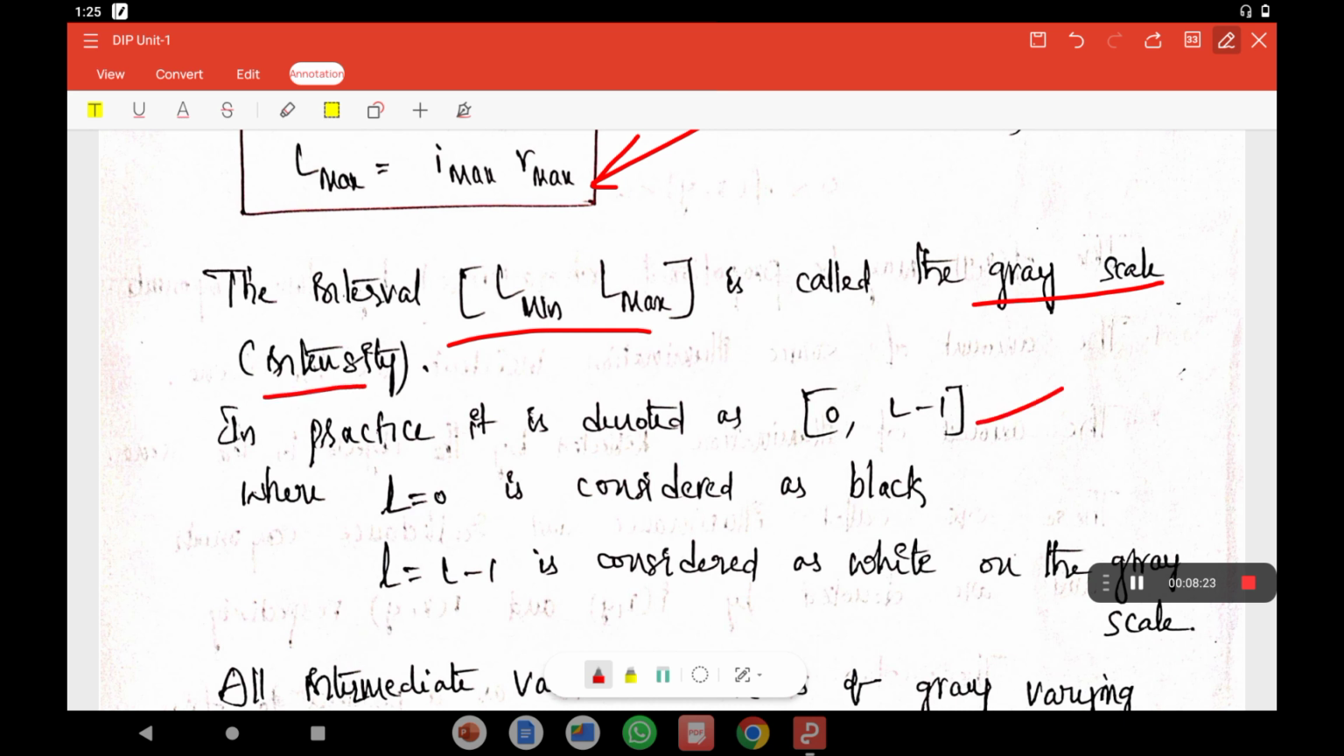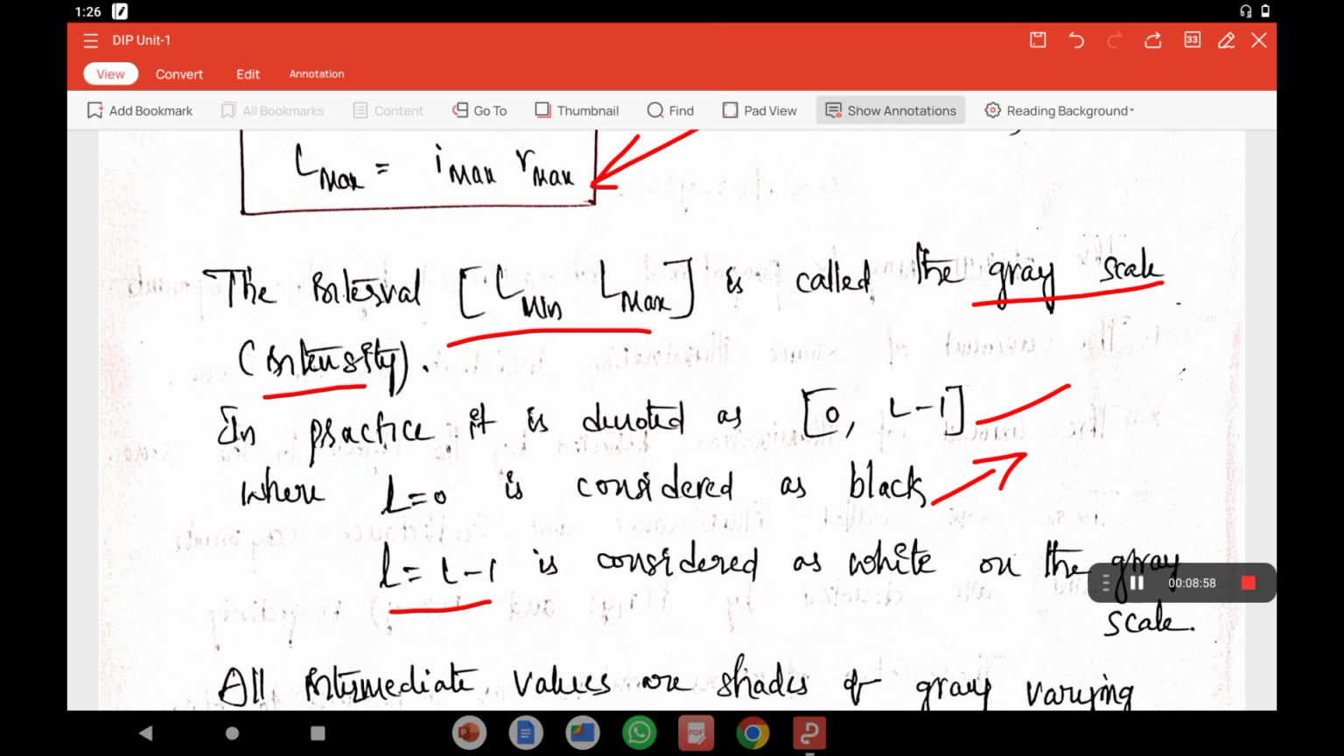In practice, it can be represented as 0 less than or equal to L less than or equal to L minus 1. L minus 1 is the maximum value of the corresponding intensity and 0 is the minimum value. Generally, L equal to 0 represents black and L equal to L minus 1 represents white in the grayscale image. All the intermediate values represent the shades of gray. That's why it is called a grayscale image. That is the basic meaning of why we get a grayscale image: between black and white there are some shades of gray colors present.